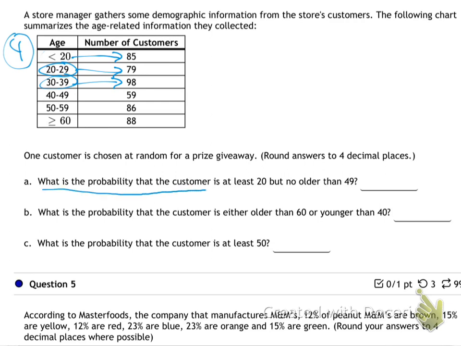What is the probability that a customer is at least 20 but not older than 49? Again, one customer is chosen at random for a prize giveaway. Just like Las Vegas, they're giving away all kinds of things because they're taking everything you've got. So what's the probability that the customer is at least 20 but no older than 49?